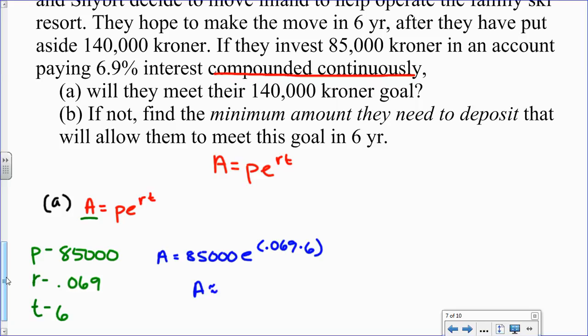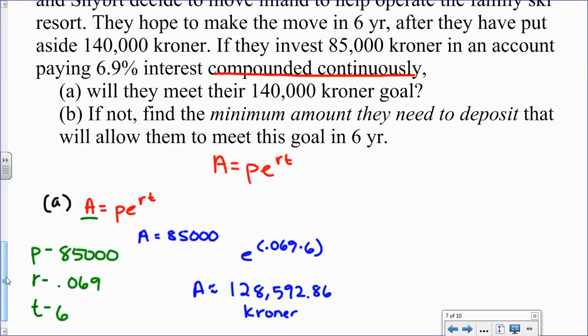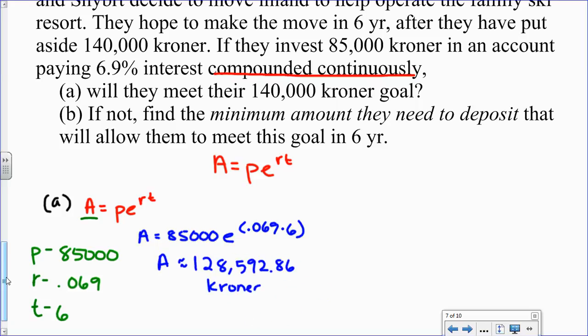So this should approximately be 85,000 times e to the power. So I have 128,592.86 kroner. So did they meet their goal? No. Okay.